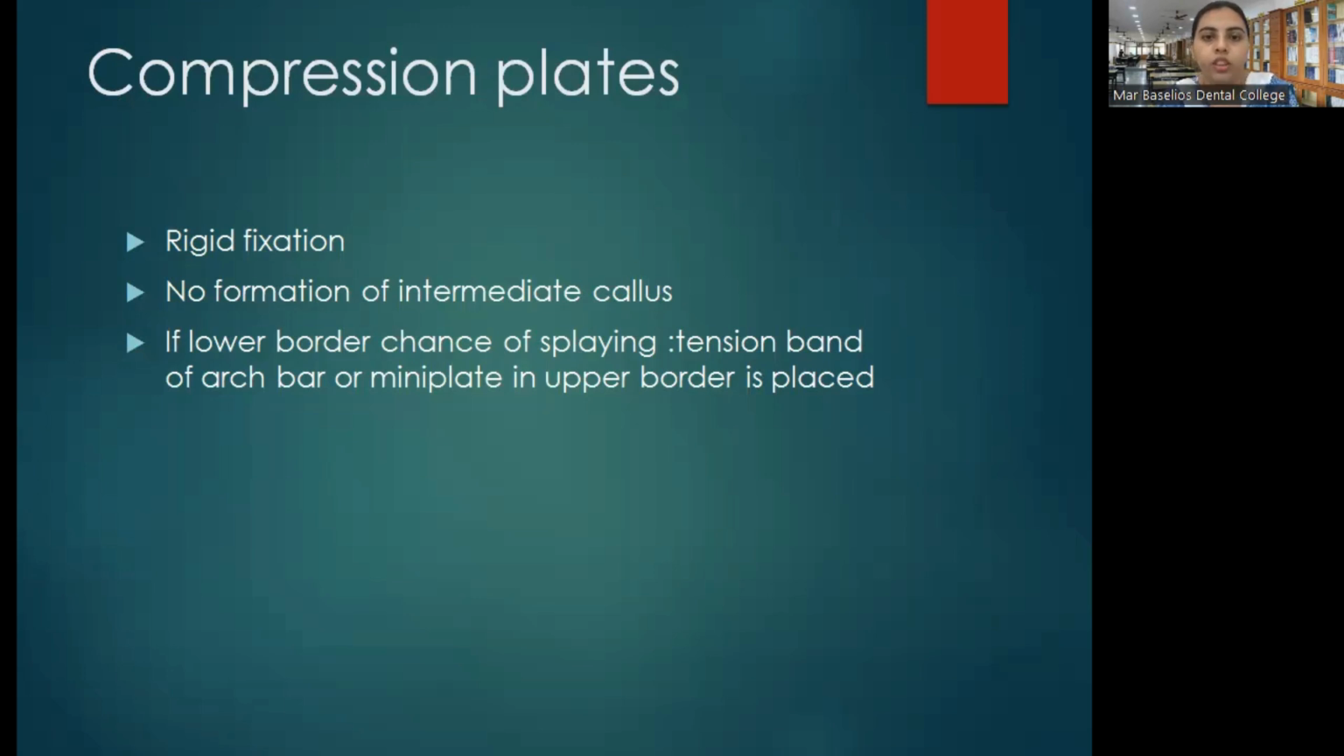Especially in case of symphysis fractures, if we are giving a compression plate, there is a chance of splaying of the lower border. That is, the lower border gets separated from each other. This can be prevented by the addition of an IMF. That is, we give a tension band of arch bar or mini plate on the upper border also. That is how the compression plates work.